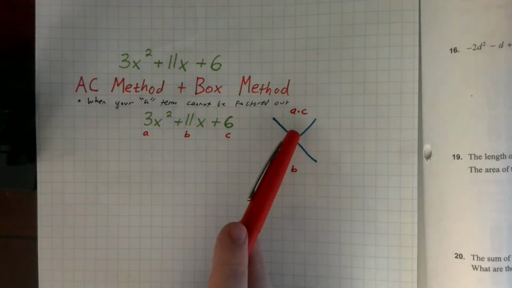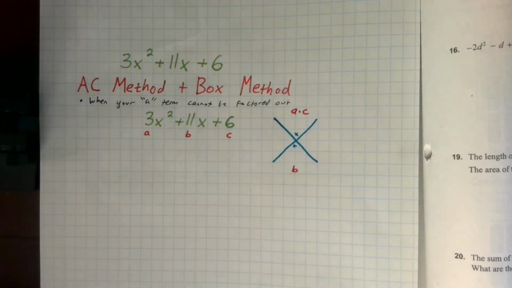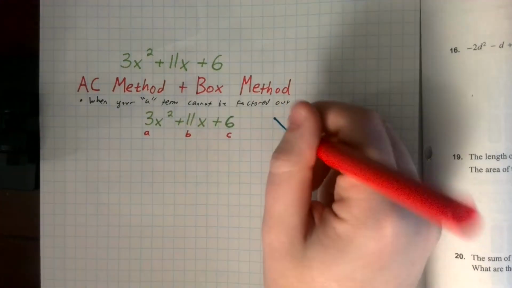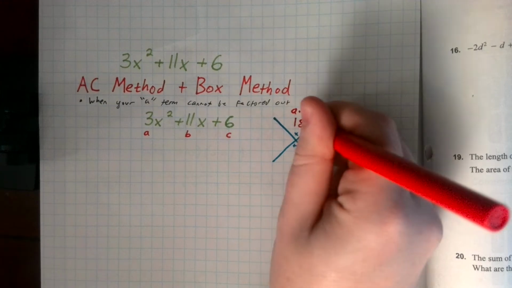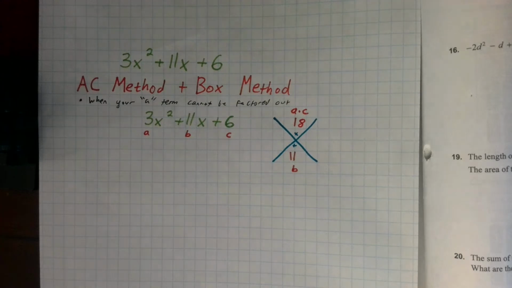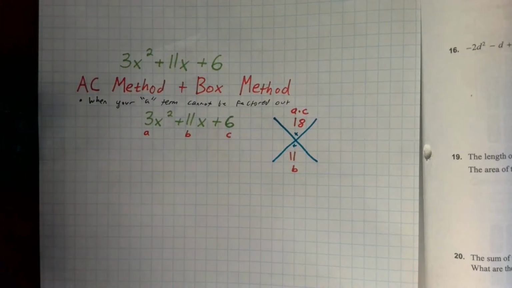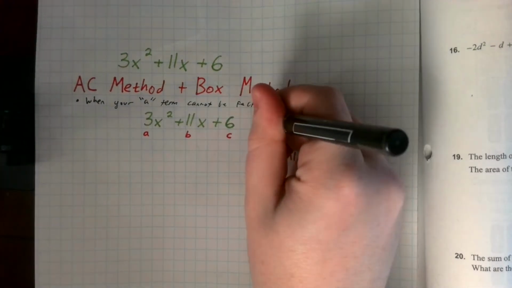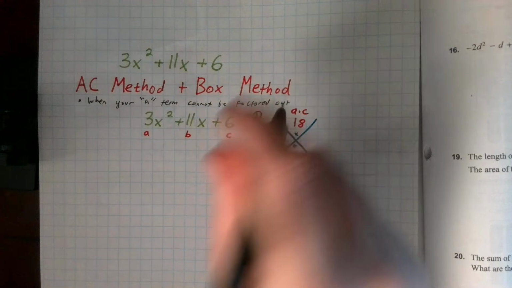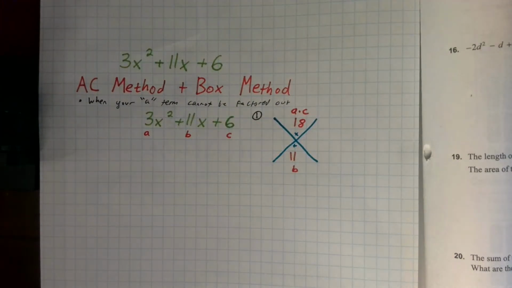Again, with the AC method and the box method, you're going to start by taking your A times your C and putting it on top. So 3 times 6 is 18. On the bottom, we just have our B value like normal, our middle number. That's 11. So the first step is to set up a combinator wherein we have our A times C on top. That's our cheat. What multiplies to make 18 and adds to make 11?